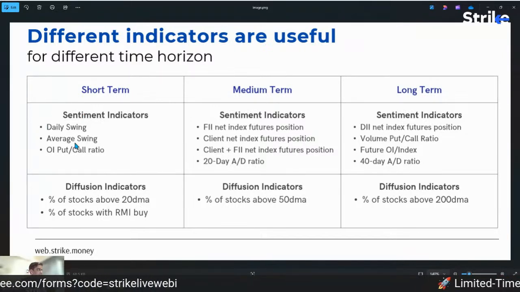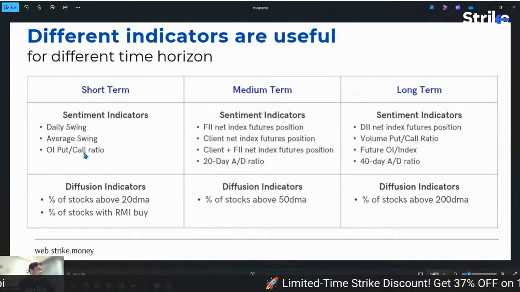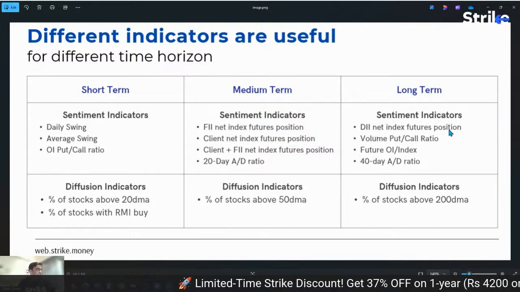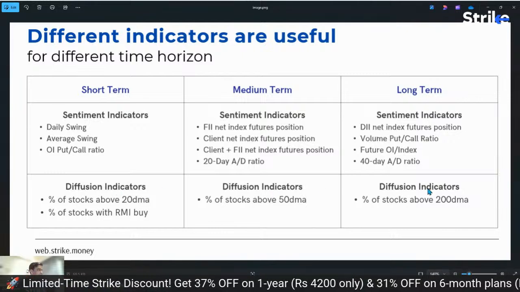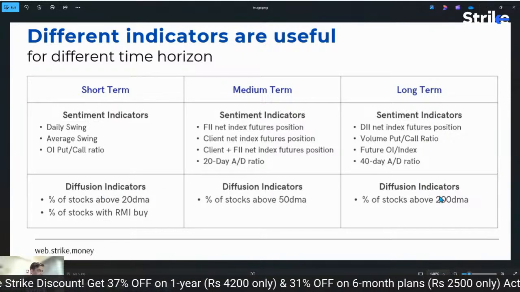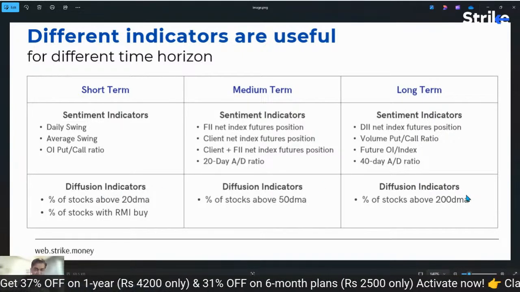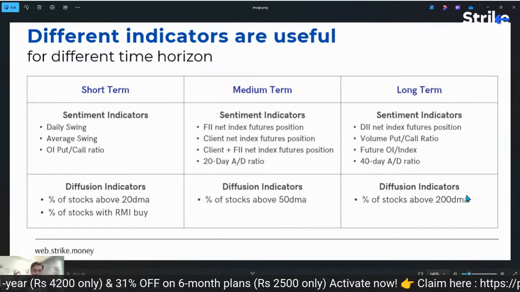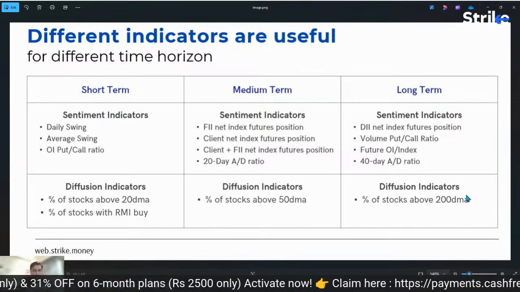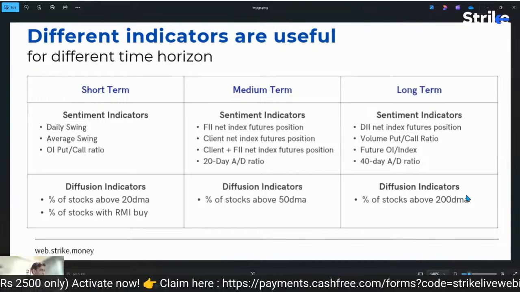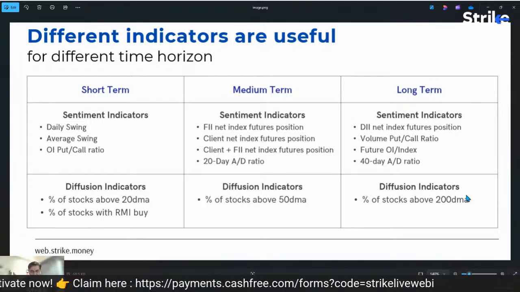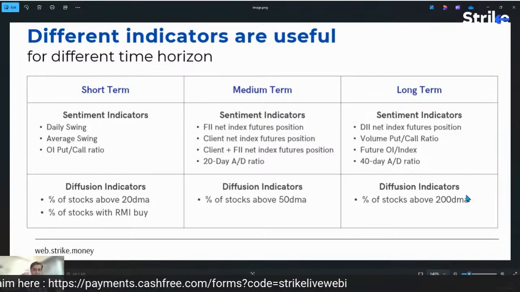So these were the indicators that we already spoke about: the sentiment indicators, the short term ones, medium term ones, and the long term ones. Now we shall be looking at the diffusion indicators. All right. So diffusion indicators are various mathematical calculations which are plotted on the graph, and accordingly we look at them and try to gauge the sentiment of the market.